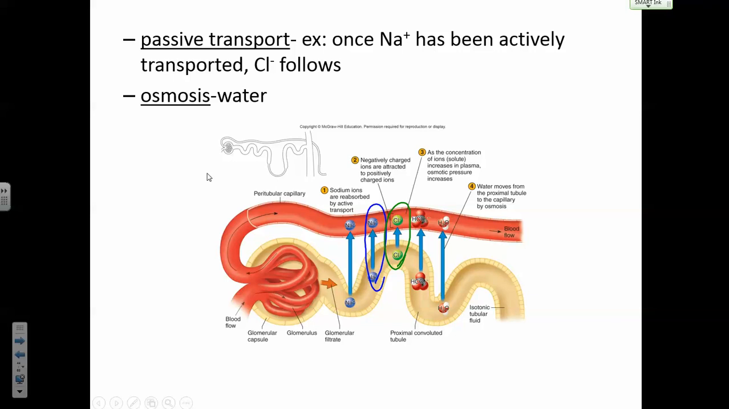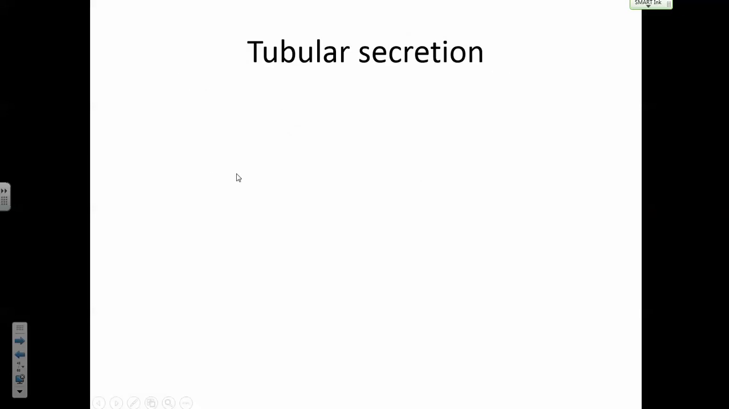And then a huge type of transport that occurs at the renal tubules is osmosis. And of course that's the diffusion of water across the semi-permeable membrane. And we're going to see that in a lot more depth in just a minute. But that's just one of the transport mechanisms. Okay.